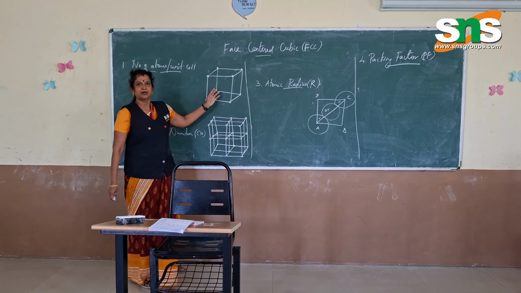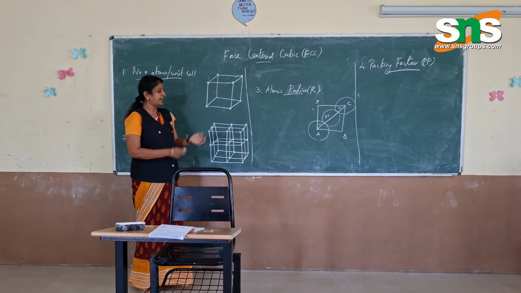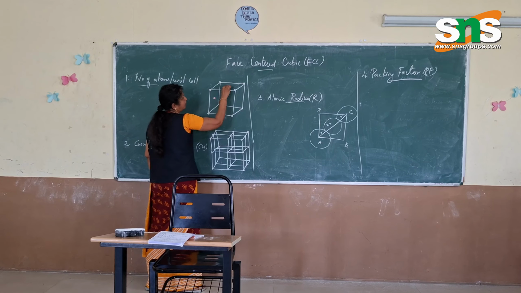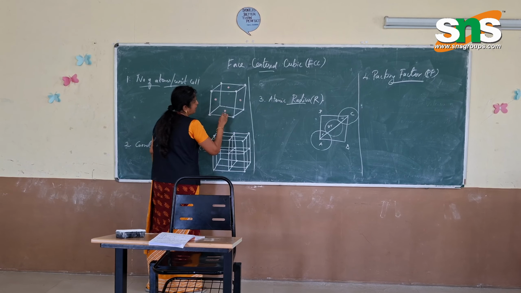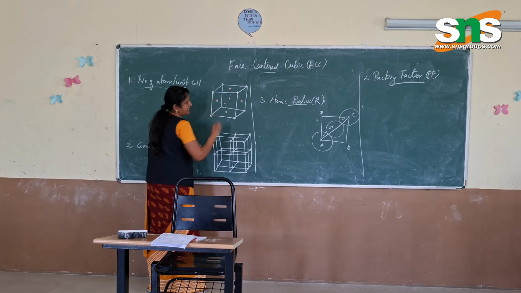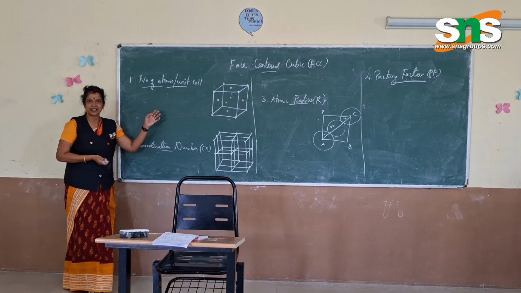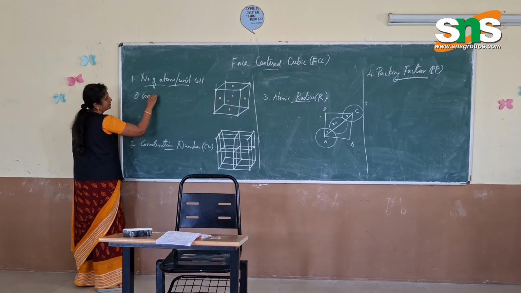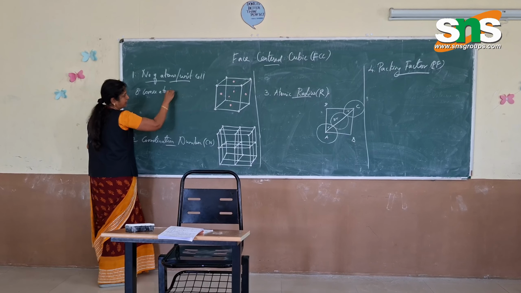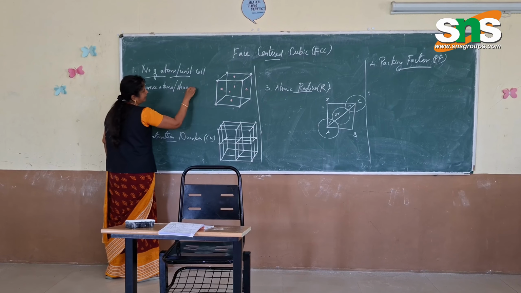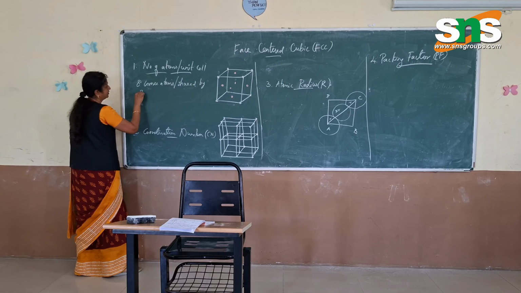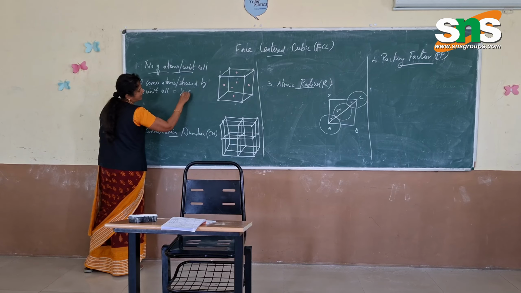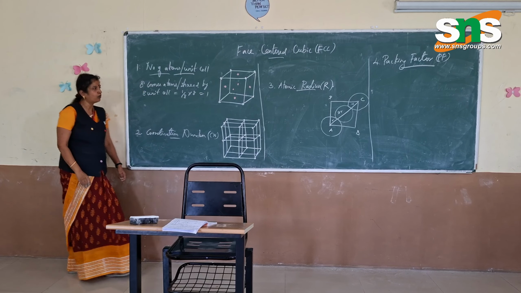So this is nothing but a simple cubical structure. In addition to the 8 corner atoms, we have the 6 face-centered atoms for the 6 faces. So first, we know that each corner atom is shared by 8 unit cells. So this can be taken as 1 by 8 into 8, that is equal to 1.